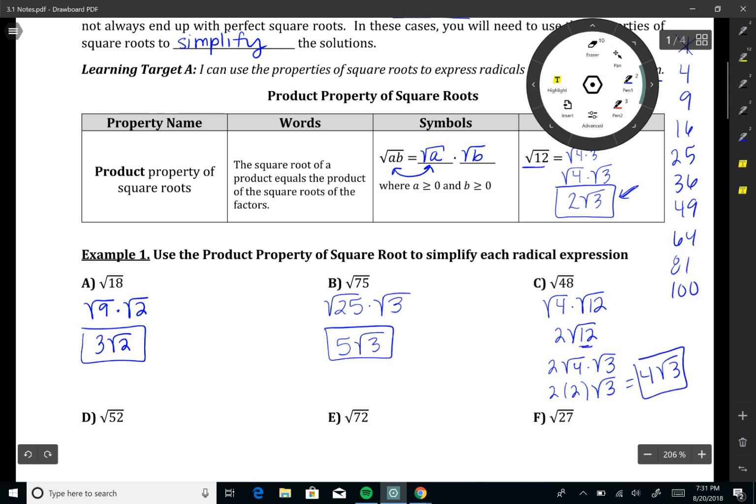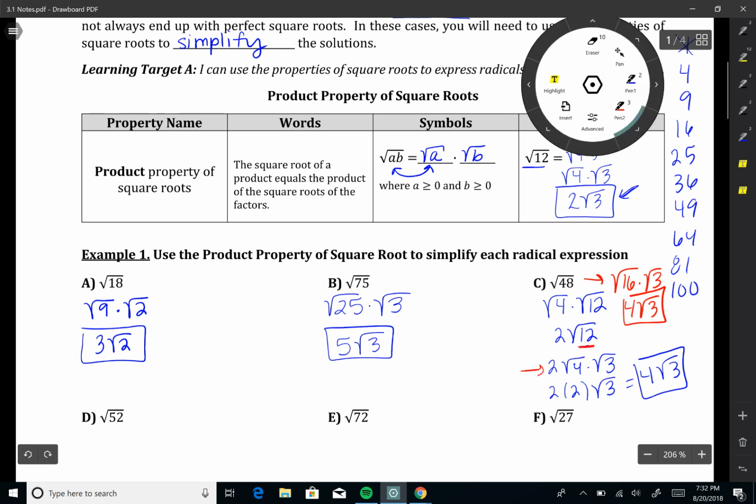You might have also known, if you kept going through perfect squares, that 48 is divisible by 16. It's actually 16 times 3. So I could have figured that out from the beginning and gone straight to 4 times the square root of 3. But I got there. I just had to take a couple extra steps because I could still simplify that radical 12.